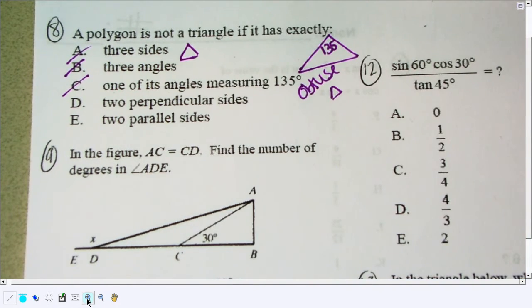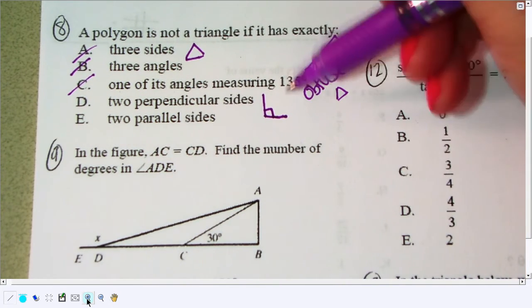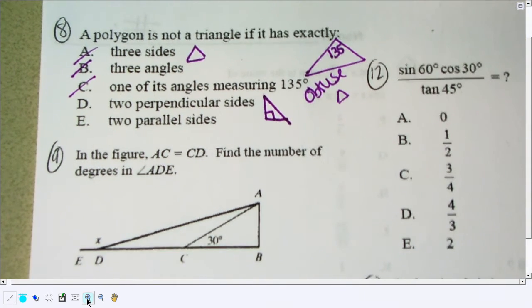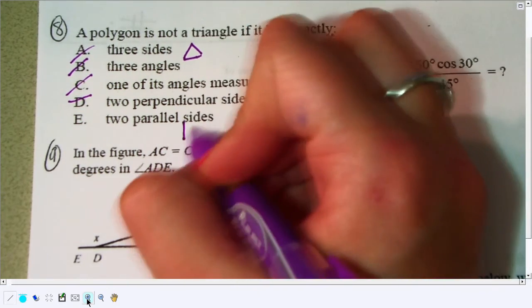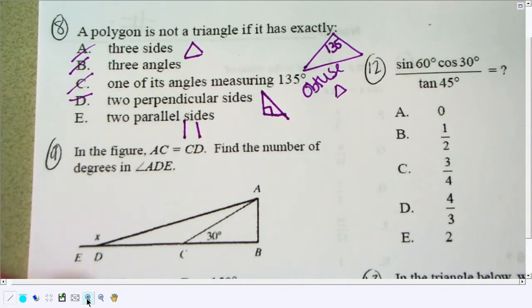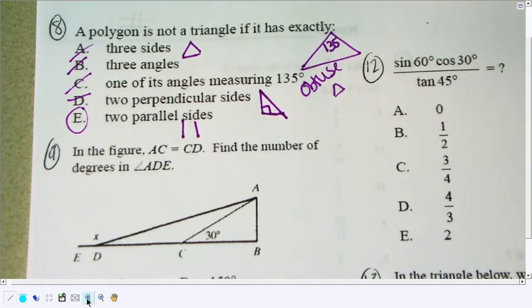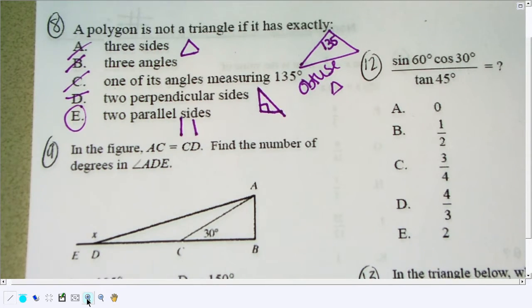It has 2 perpendicular sides. If it's got perpendicular sides, that means that it has a 90 degree angle, which would make it a triangle. The correct answer here is E. If I were to draw parallel sides, there is no way I could ever draw just one more segment and make a triangle. So I can't have parallel sides in a triangle. I can only have parallel sides starting in 4-sided figures such as squares or rectangles or parallelograms.